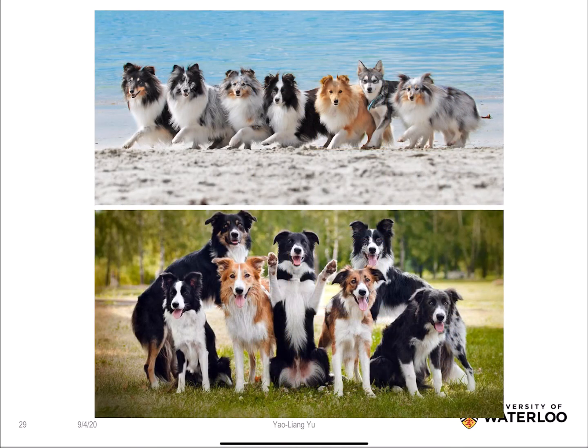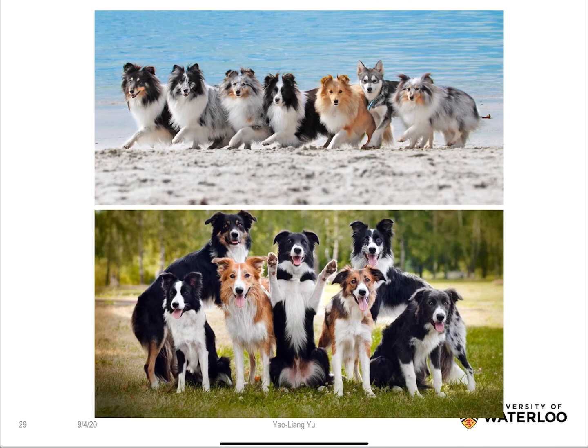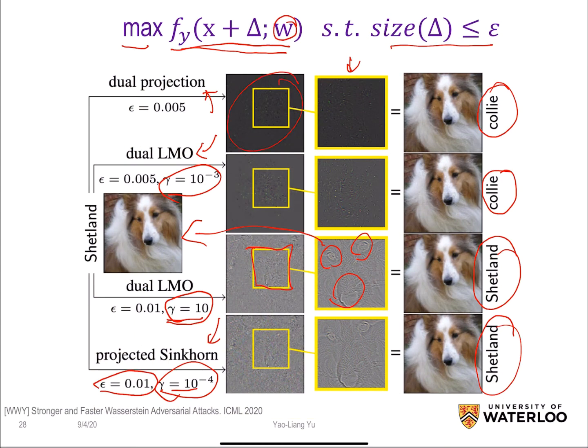So here are pictures for people who are not familiar with dogs, like me. This is a Shetland, and there's a collie. These dogs, I believe, are Shetland, and the dogs below are collie. As you can see, they are quite different. I think a human would have no difficulty distinguishing them. And yet, after this perturbation, the machine learning model will actually predict this dog to be a collie instead of a Shetland.